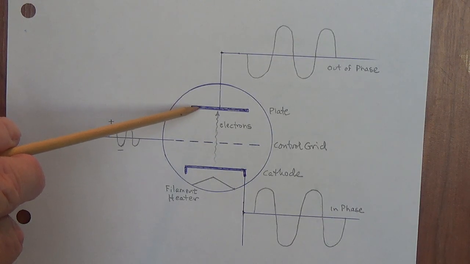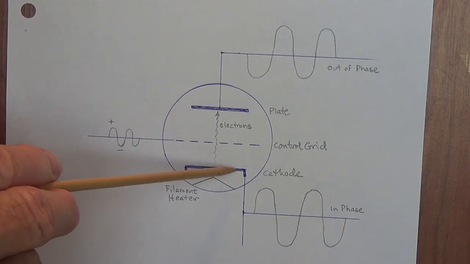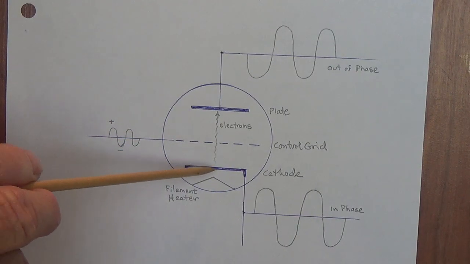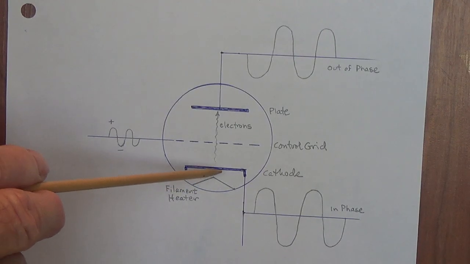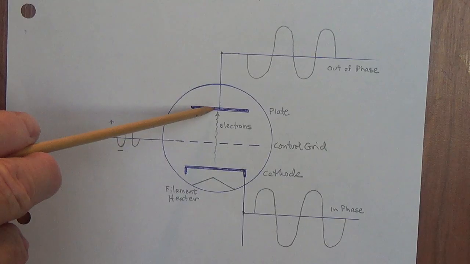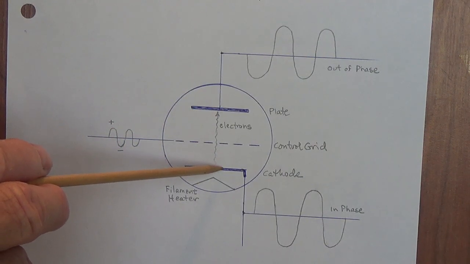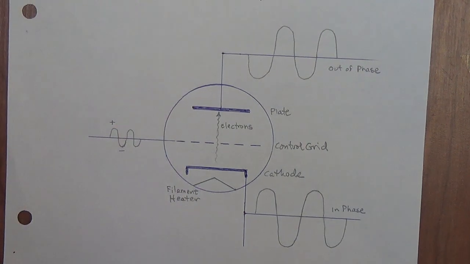250 volts positive. So it's very appealing to the electrons that are going to be boiling off the cathode as we heat it. So we're generating electrons here and attracting them up here. They want to make this trip. They want to pass from cathode to plate.